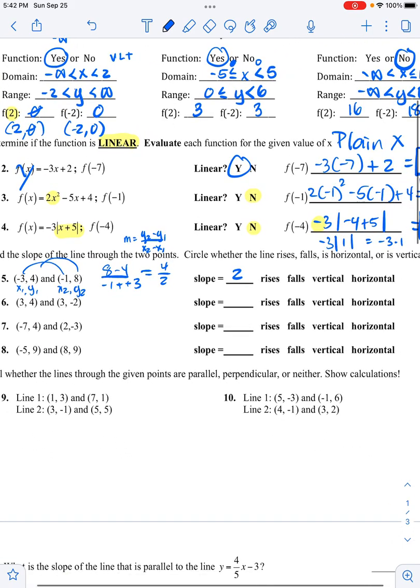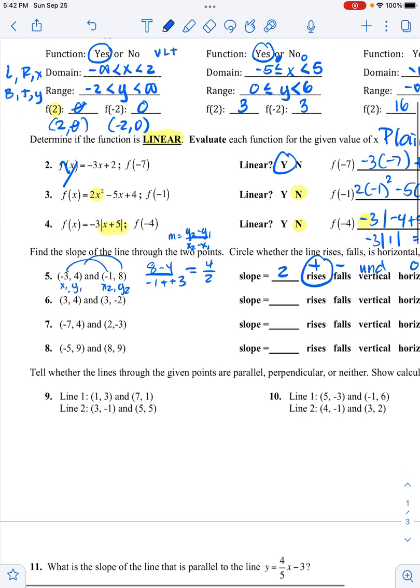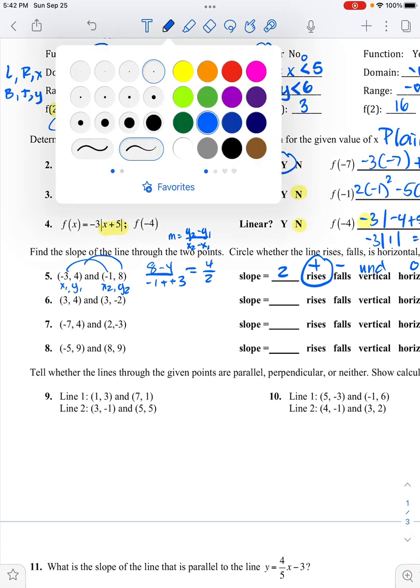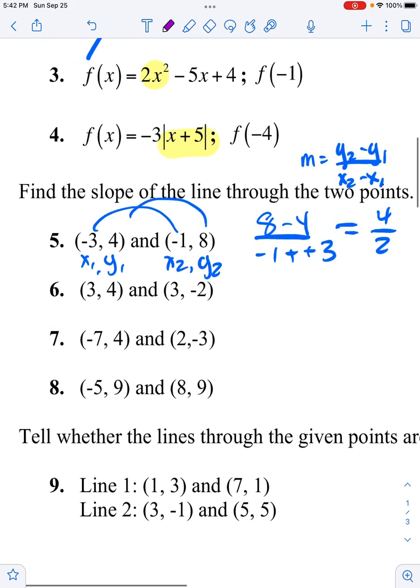And then rises, falls, vertical or horizontal. This basically means is your slope positive, negative, undefined, or 0. And this one's positive, so it rises. Okay, I'm probably going to run out of space here to show my work, so I'm going to do them in different colors so that maybe you can keep it straight.